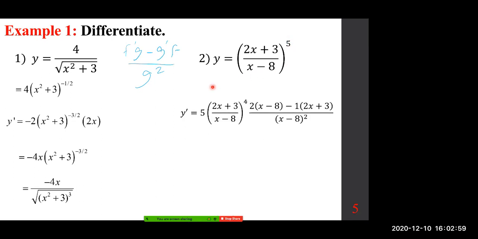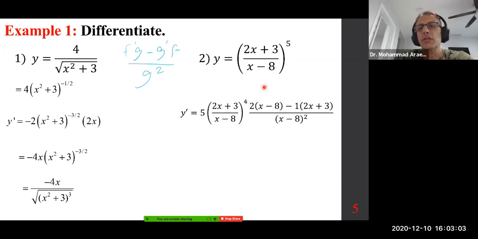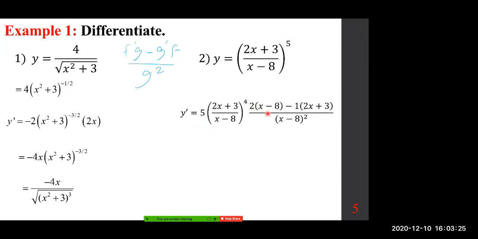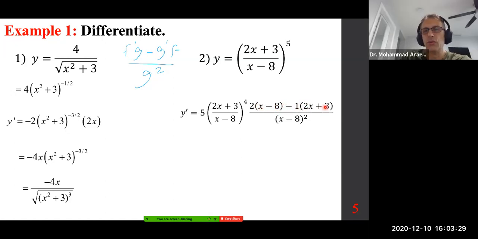So take a look. 5 sits in front. Okay, class. You use the parentheses with the exponent 4. Then 2 times the bottom minus 1 times the top over the bottom squared. This is calculus, and it is done. Calculus and done, everybody. So let's finish it using your algebraic techniques. So what comes at top? First, you need to simplify the top, which is 2x minus 16 minus 2x minus 3, or simply put, negative 19. So you're going to simplify that.